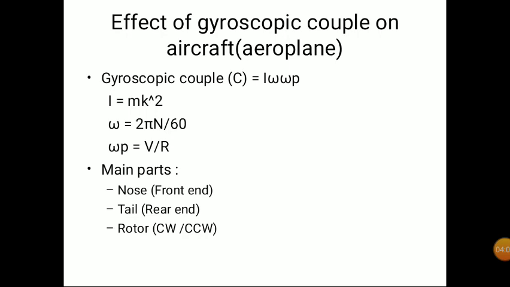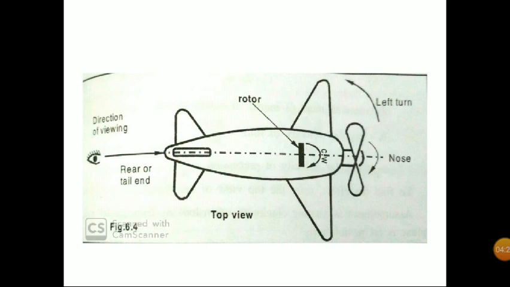So these are the main parts when we are considering an aircraft. First one is the nose, that is the front part of the aircraft, the front end. Tail, that is the rear end or rear part of the aircraft. And there is also a rotor in the aircraft that is rotating either clockwise or counterclockwise, depending upon our viewpoint. When we are considering the aeroplane, you can see that the front side is marked as nose, the rear side is tail, there is a rotor, and it can take either a left turn or a right turn. These are the two turns an aeroplane can take.